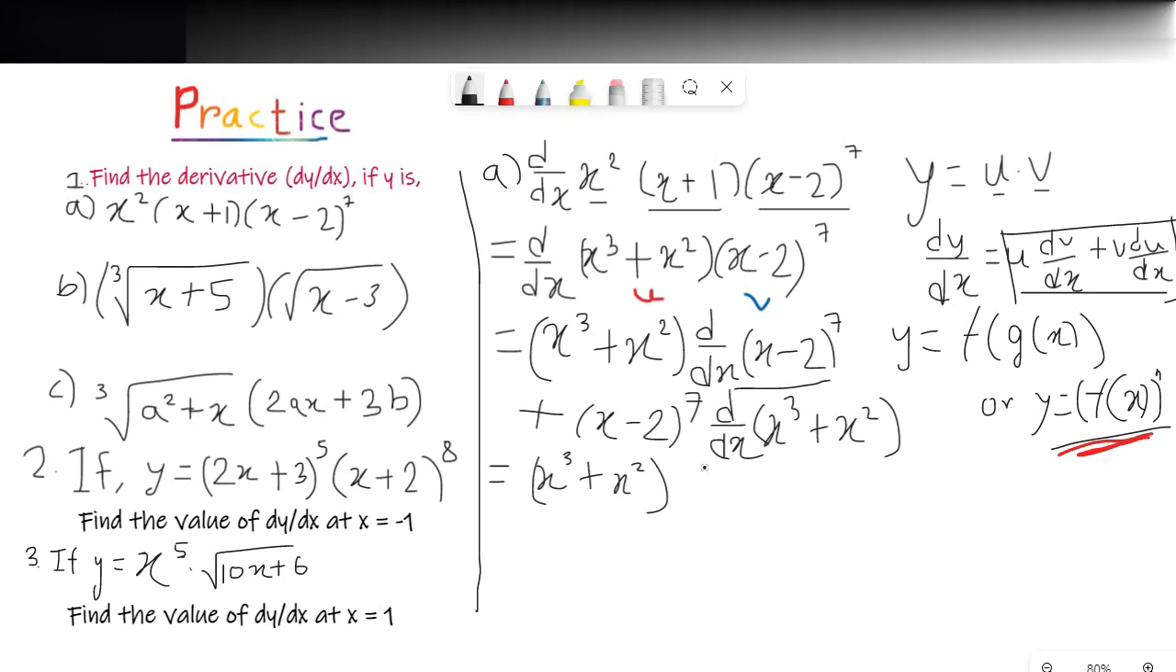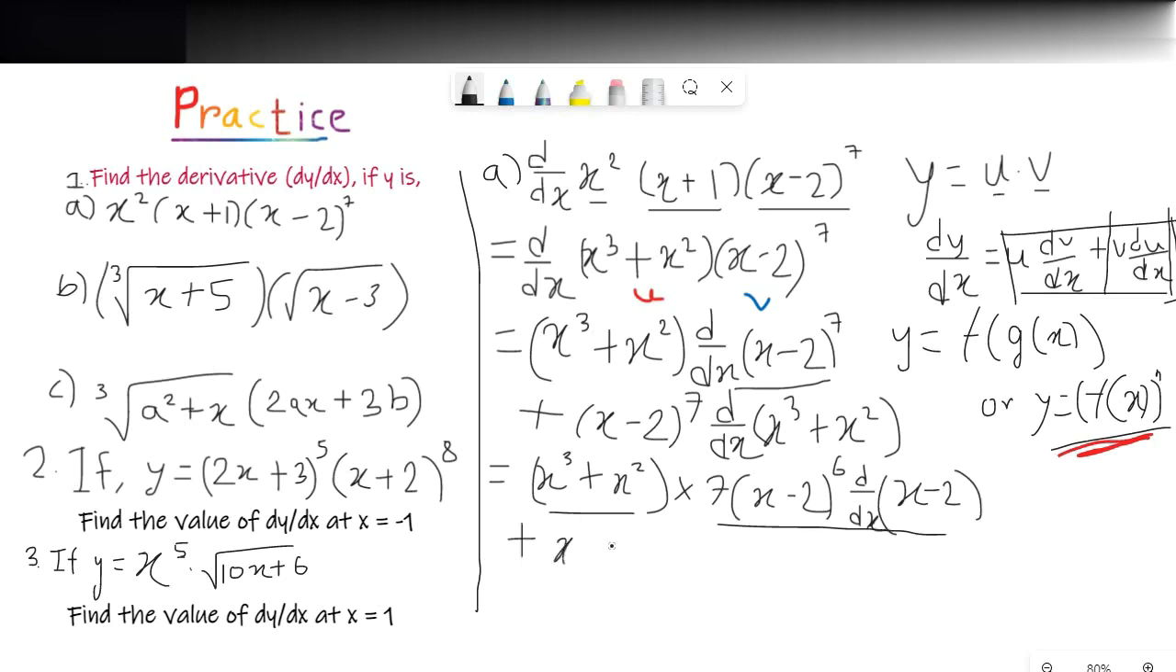So applying the chain rule, we get 7 times x minus 2 whole to the power 7 minus 1, which is 6, and then multiplied with the derivative of x minus 2. Then x minus 2 whole to the power 7 multiplied by the derivative of u, which is x cubed plus x squared in this case. So we get 3x squared plus 2x.